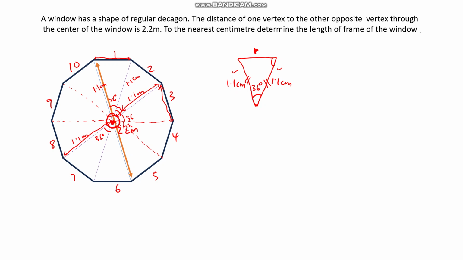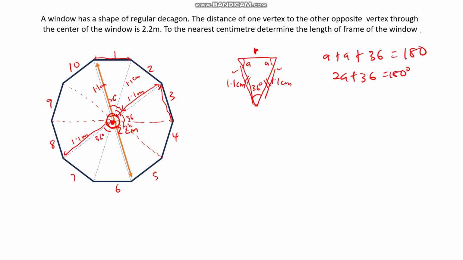Like this angle is facing this side. And this angle now is facing what? Is facing this side. So those two angles are equal. What does that mean? If the angle here is A and also the one here is A, that means A plus A plus 36, everything is equal to 180. So that means that 2A plus 36 equals 180 degrees.